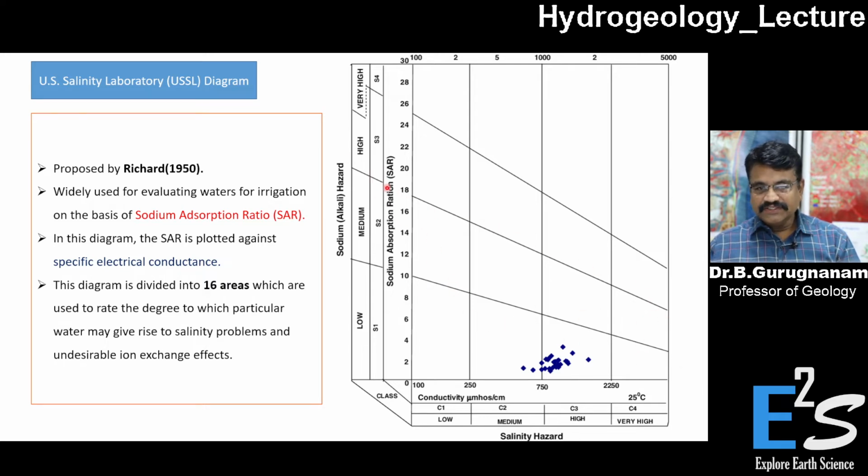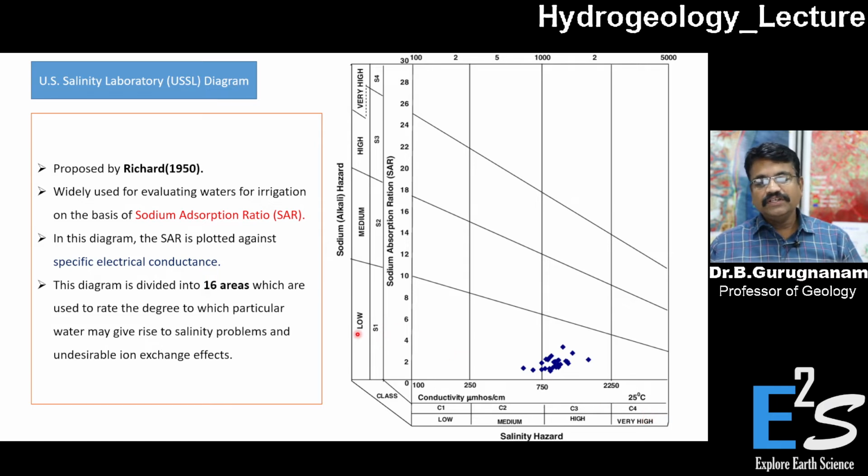Actually, the interval from 10 to 18 is the second interval, and 18 to 26 is the third one, and 0 to 10 is the first one. So if you count now, we will be getting 16 blocks. When you construct this x and y, we will be getting C1, the first one. Conductivity is represented by C1, C2, C3, C4. C1 is low conductivity, C2 is medium conductivity, C3 is high conductivity, and C4 is very high conductivity.